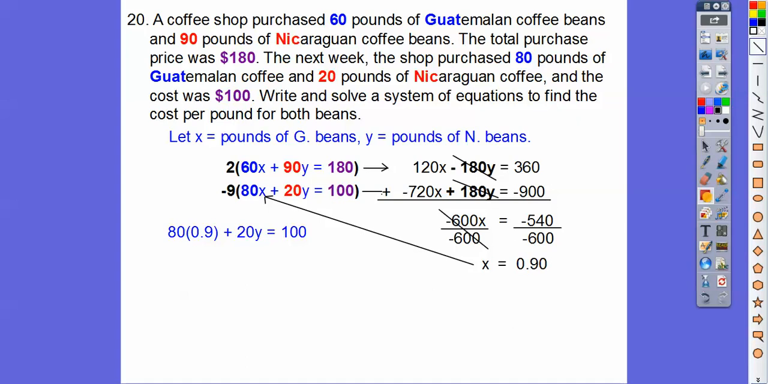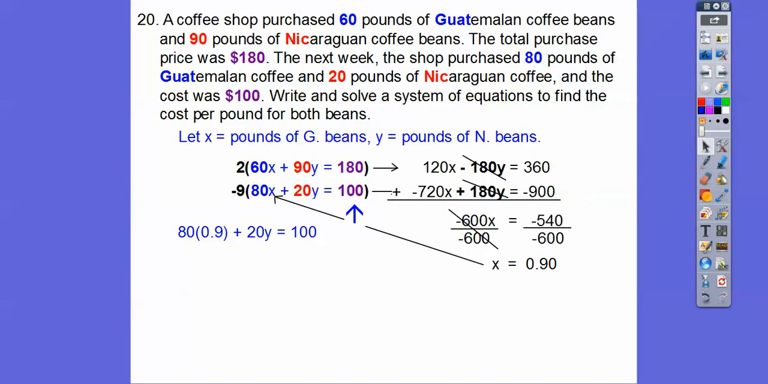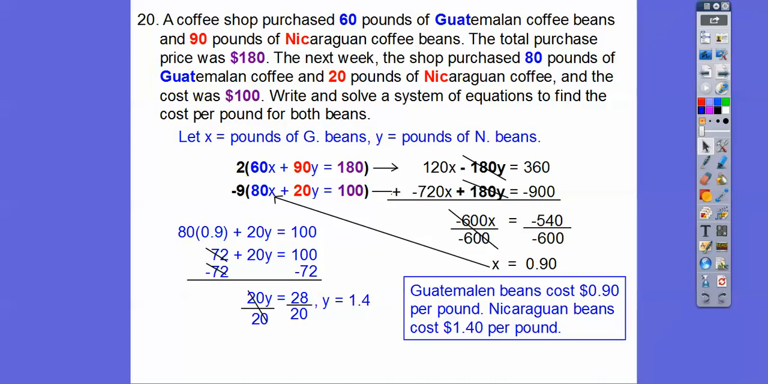So 80 times that 0.9. I know 8 times 9 is 72, so 80 times 9 is 720, but 80 times 0.9 is going to be 72. So this will be 72 right here, plus 20y equals 100. Then subtract 72 and we get 28, and 28 divided by 20 gets us 1.4. That means $1.40. So the Guatemalan beans are 90 cents per pound, and the Nicaraguan beans are $1.40 per pound.